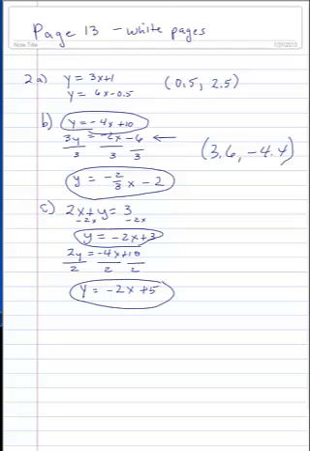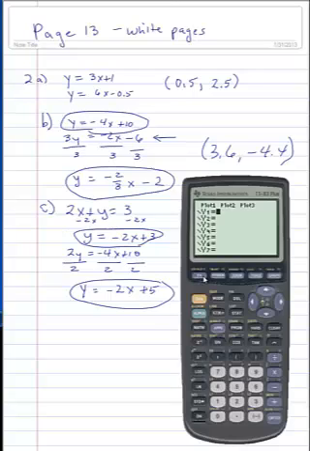And again, I'm going to go ahead and type this into my calculator. Y equals negative 2x plus 3, and then negative 2x plus 5. And I'm going to go ahead and hit zoom, standard, and it graphs the first line and the second line. Looking at this, I don't see where those cross at all.